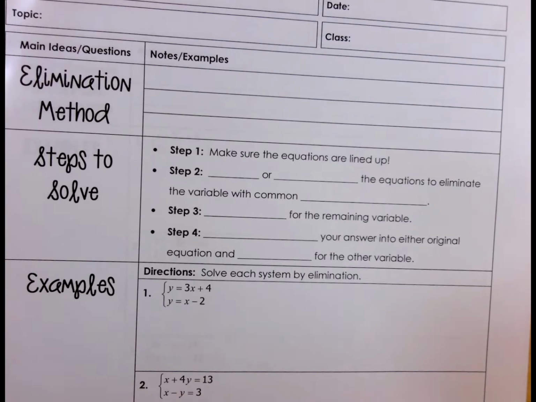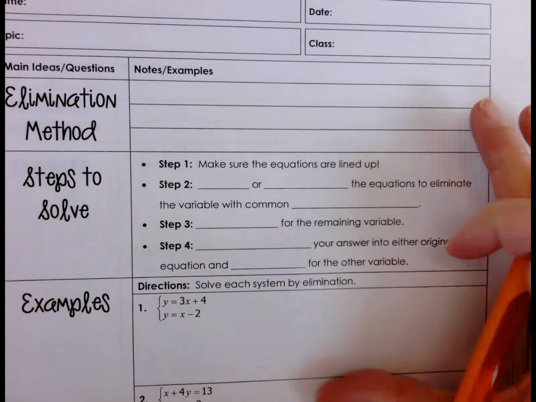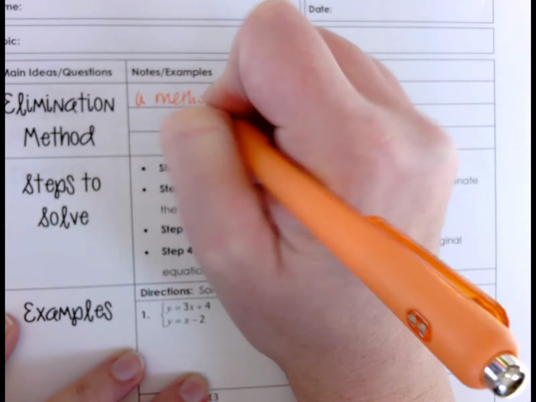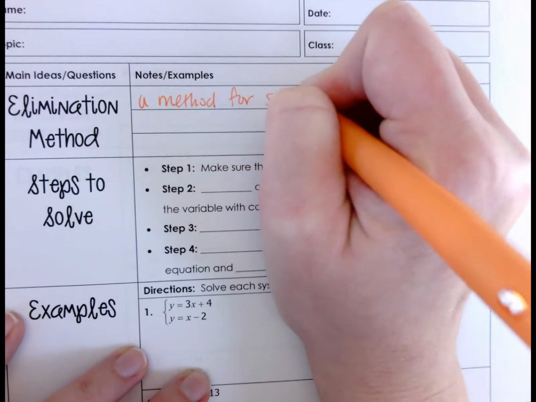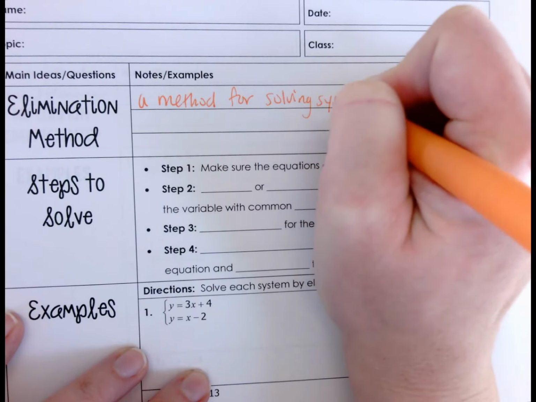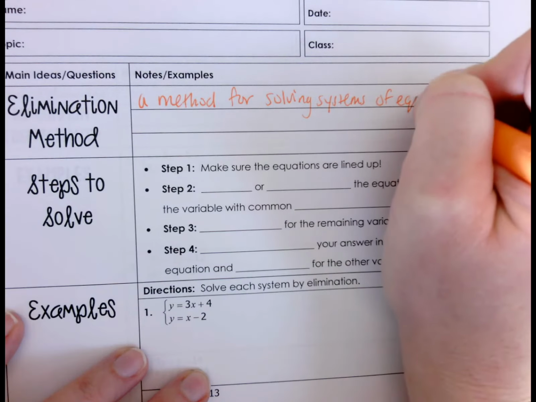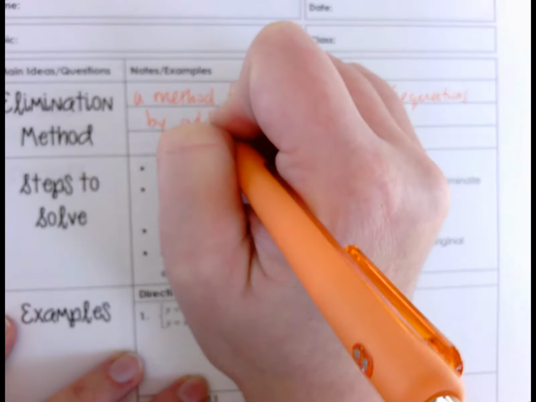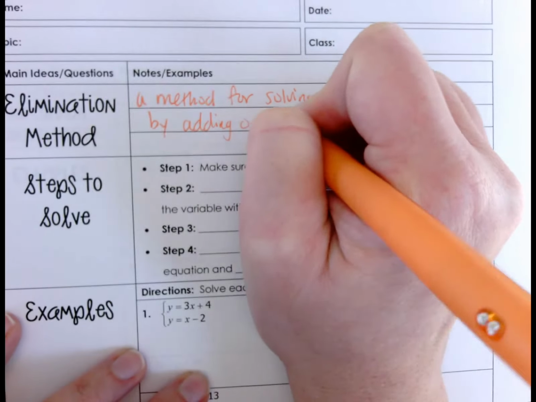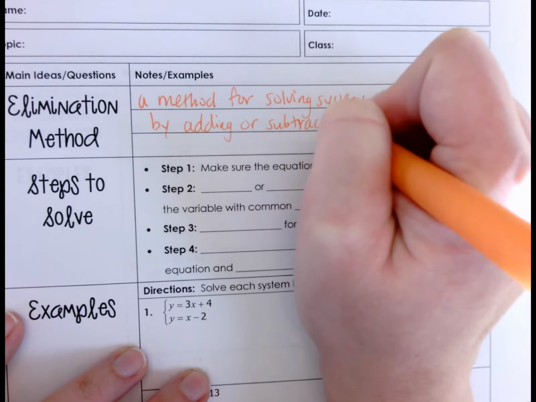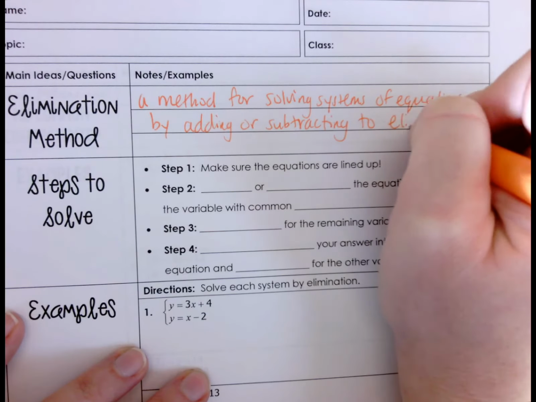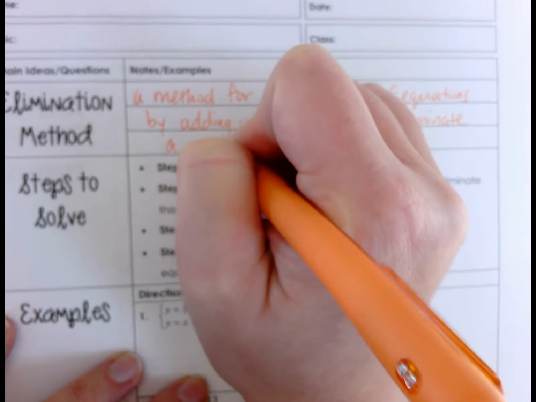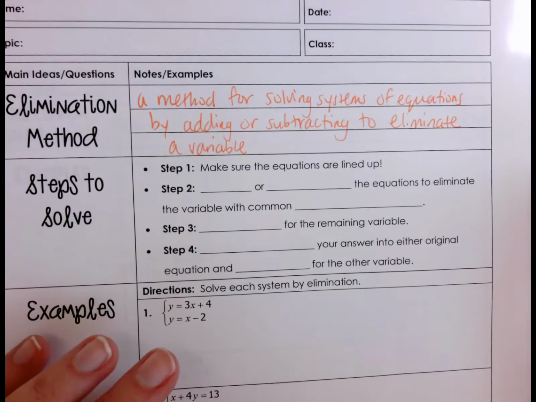Okay, so just a couple of quick sum-it-all-up notes. The elimination method is a method for solving systems of equations by adding or subtracting to eliminate a variable. And actually, we always set it up so that we can just add them.